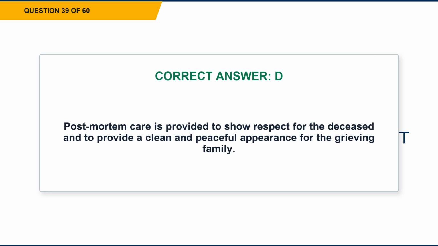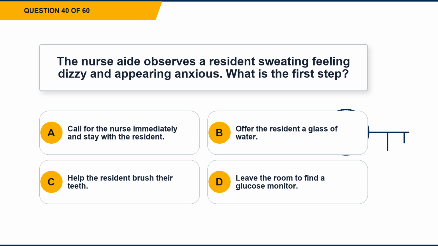Explanation: postmortem care is provided to show respect for the deceased and to provide a clean and peaceful appearance for the grieving family. Question 40. The nurse aide observes a resident sweating, feeling dizzy and appearing anxious. What is the first step?